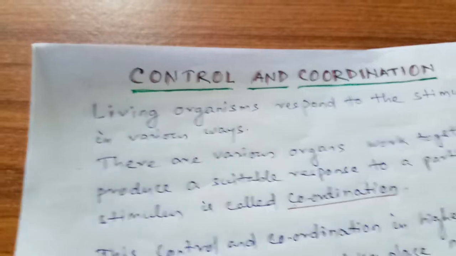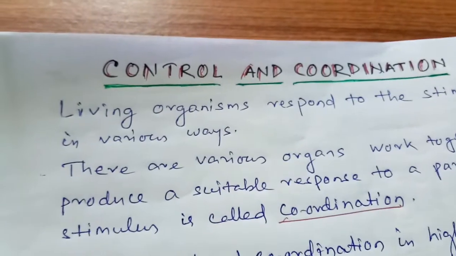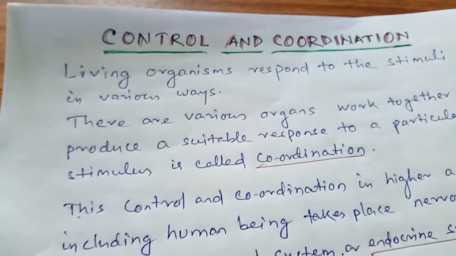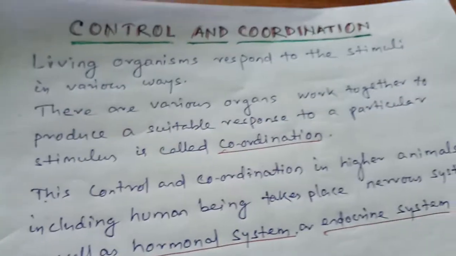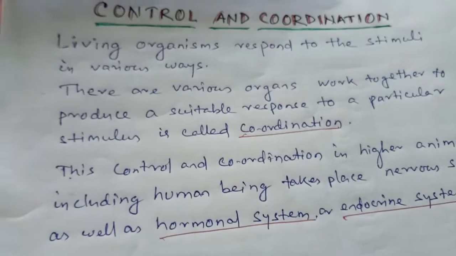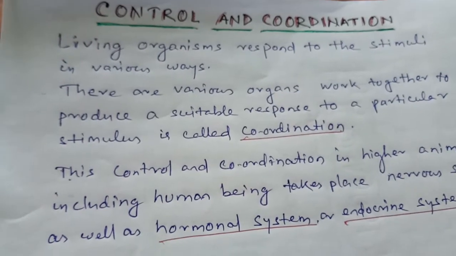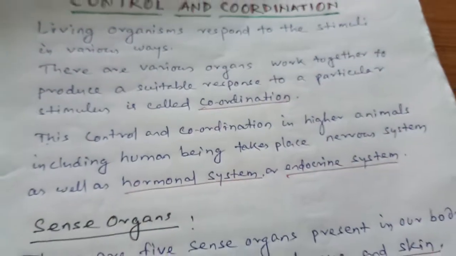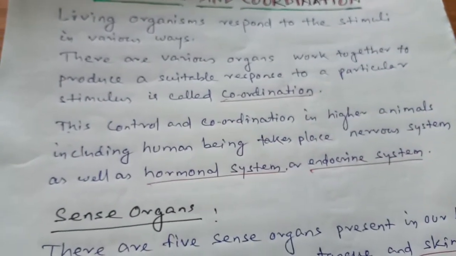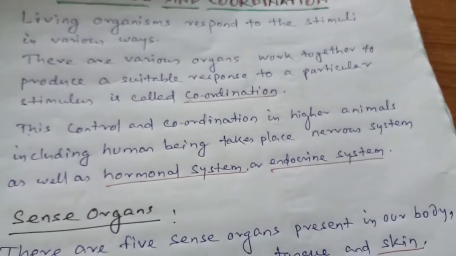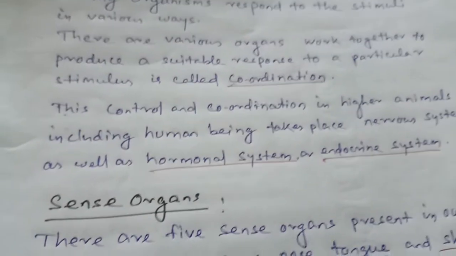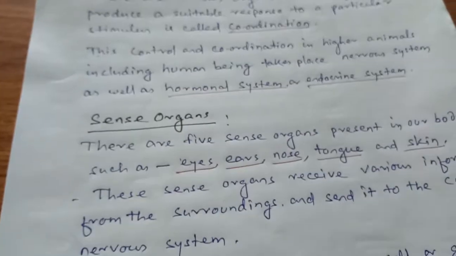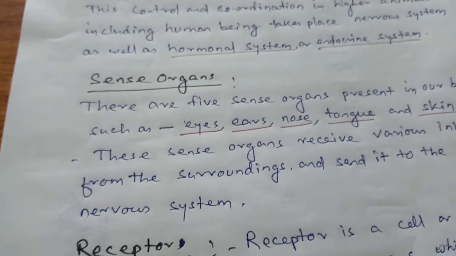Hello, students. Let us understand control and coordination. Students, living organisms respond to the stimuli in various ways. When various organs work together to produce a suitable response to a particular stimulus, it is called coordination. This control and coordination in higher animals, including human beings, takes place through the nervous system as well as the hormonal system. Let us understand some important organs that are responsible for the coordination system.